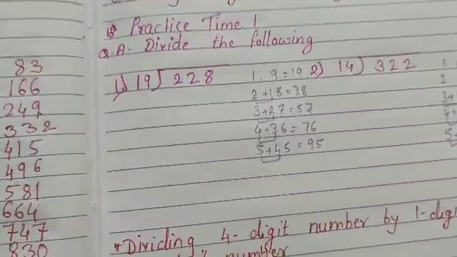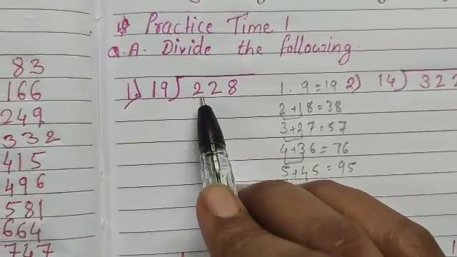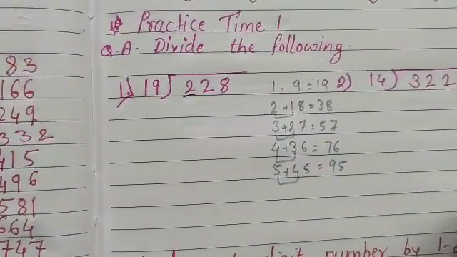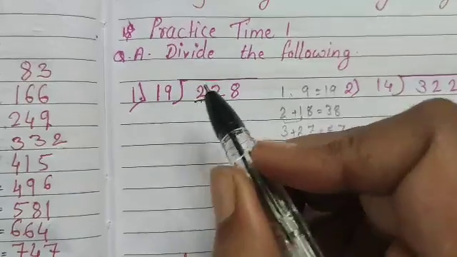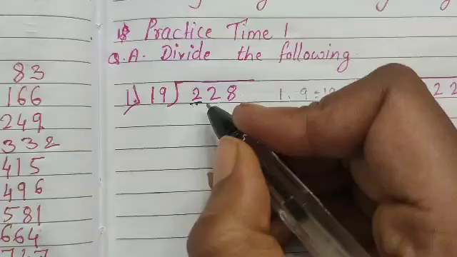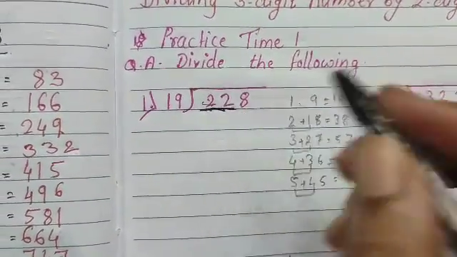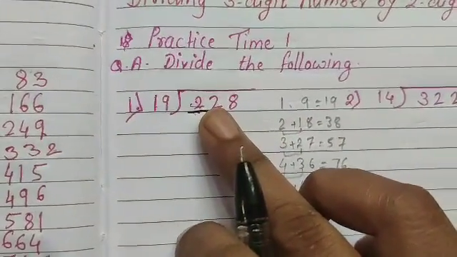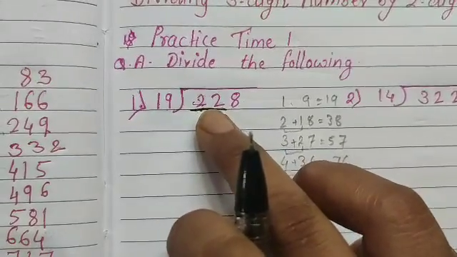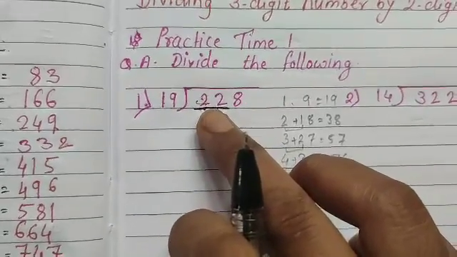So let us divide step by step. What is the first step when we have to divide? Always divide the first digit. Now look here, the first digit is 2. So 2 is very small than 19, so that is why it is not possible. You have to take the help of the next digit. Now the 22. This 22 becomes more than 19. So that is why we can divide 22 by 19.